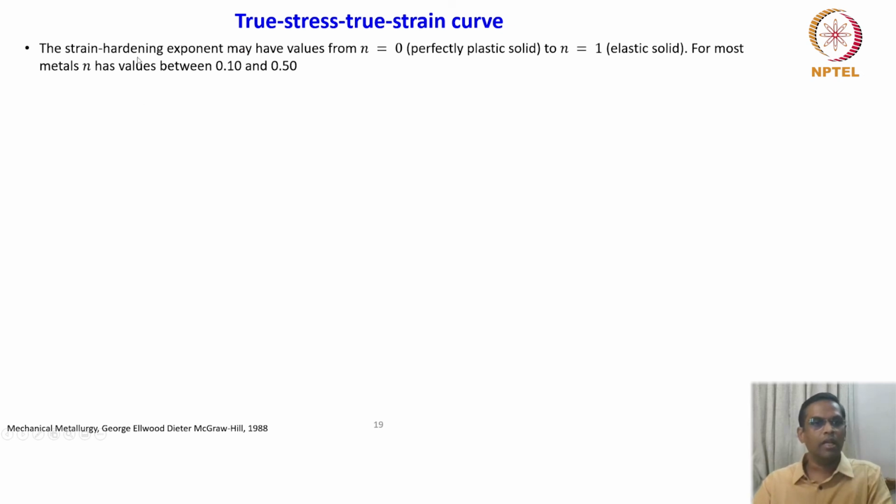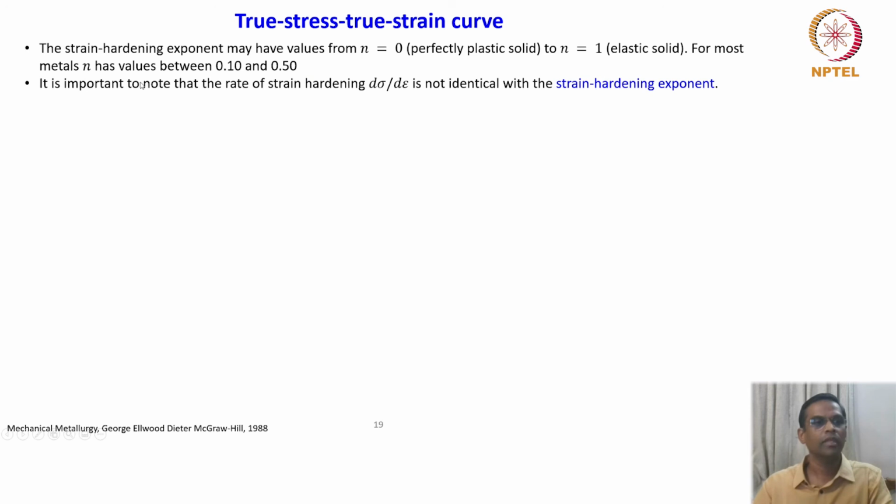The strain hardening exponent may have values from n is equal to 0, perfectly plastic solid, n is equal to 1, elastic solid. For most metals, n has values between 0.10 and 0.50. It is important to note that the rate of strain hardening, d sigma by d epsilon, is not identical with the strain hardening exponent.